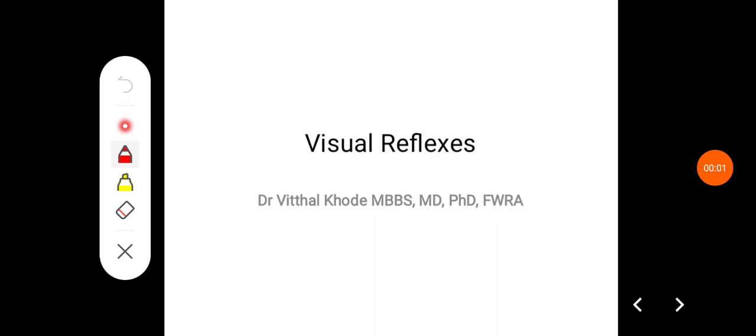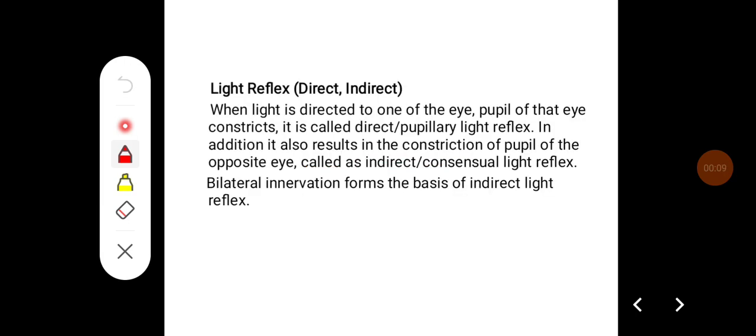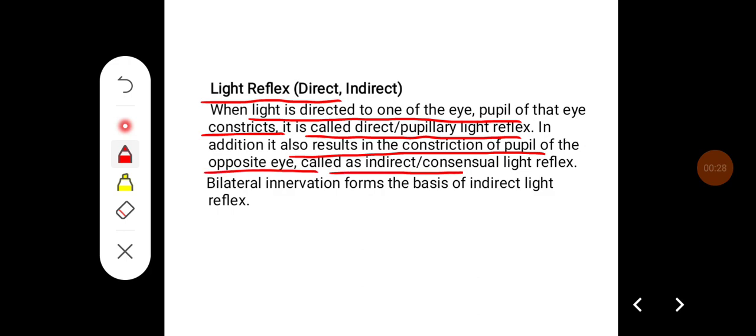Hello everyone, in this class we'll try to learn about visual reflexes, mainly the light reflex and accommodation reflex. Light reflex can be direct light reflex or indirect light reflex. When light is directed to one of the eyes, the pupil of that eye constricts, and it is called direct or pupillary light reflex. In addition, it also results in the constriction of the pupil of the opposite eye, which is called indirect or consensual light reflex. And bilateral innervation forms the basis of indirect light reflex.